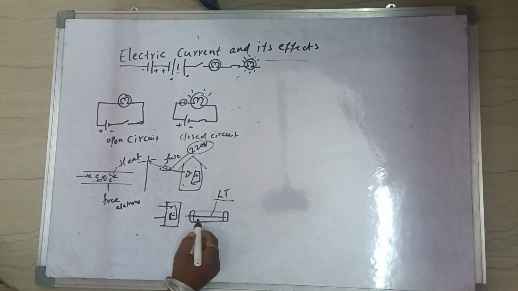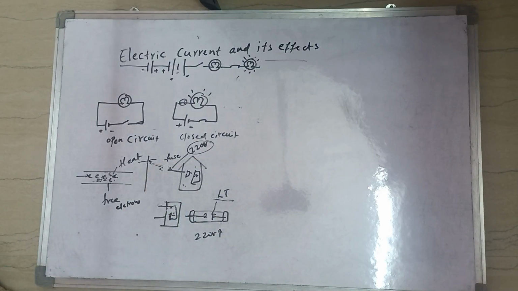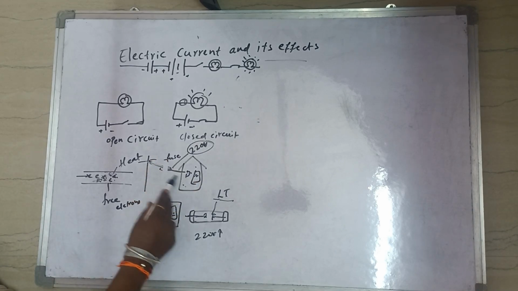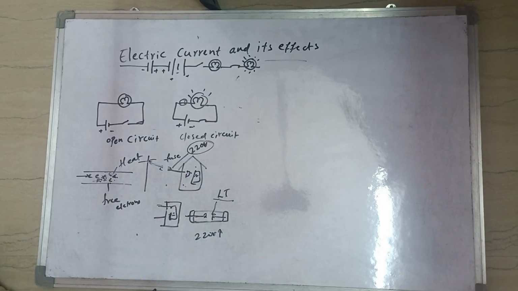Whenever excess current, more than 220 volts, flows, the wire heats up so that it gets melted. Due to this, the connection will be disconnected. This will become an open circuit, so no excess current flows. Due to this, our house will be safe. So this is the heating effect of electric current.